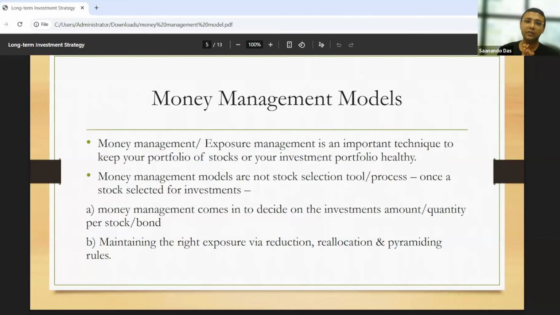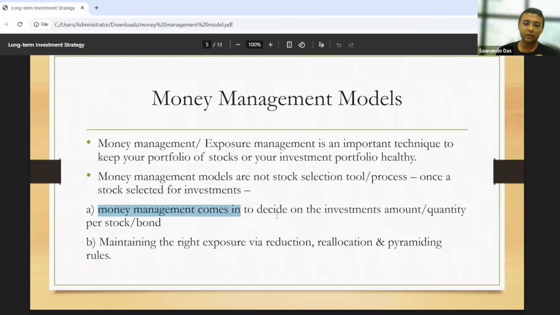So stock selection is only one part of the game. The other parts are also money management, psychology, etc. So money management models are not a stock selection tool or process. They come once a stock is selected. आप decide कर लिए okay L&T or Tata Invest or some other stocks.